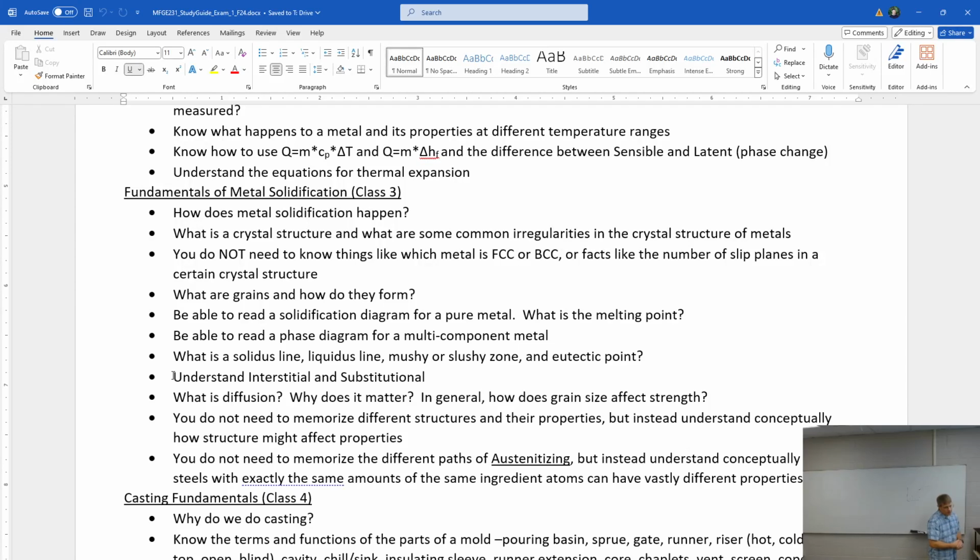How does metal solidification happen? By cooling, okay, so excellent. So we have a macro view. Let's go micro. What is happening internal to the material as it is cooling in solidification?